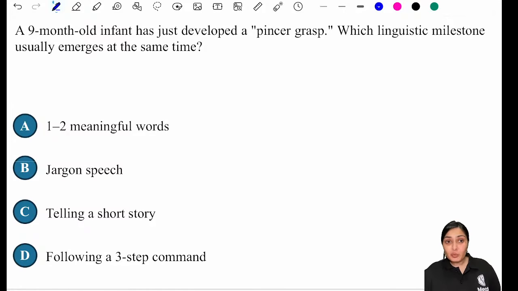Now let's move to the next question. We have a 9-month-old infant who has just developed pincer grasp. Which linguistic milestone usually emerges at the same time? So usually we know that the immature pincer grasp comes at 9 months and the mature one comes at 12 months. And by 12 months of age, the child can speak his first real word. So the correct answer here is 1 to 2 meaningful words. Jargon speech, that is a vocabulary of 4 to 6 words and jumbled words, comes at 15 months. Storytelling at 4 years. And what about following step commands?